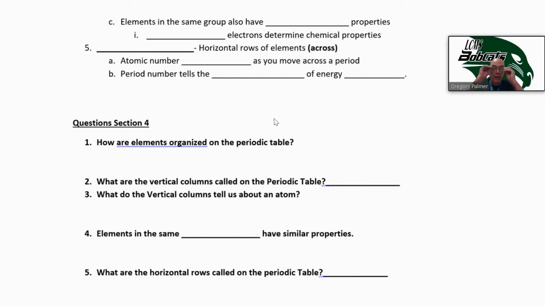Okay, welcome back. We had said last time we were going to go over how the periodic table is organized in these questions. So how are the elements organized on the periodic table? Well, the modern periodic table is organized by increasing atomic number. Remember, Mendeleev organized it by increasing atomic mass, but we don't really do that today.